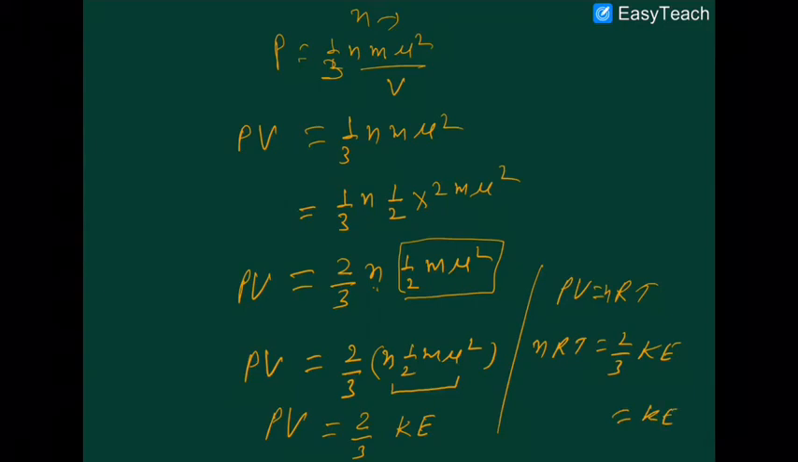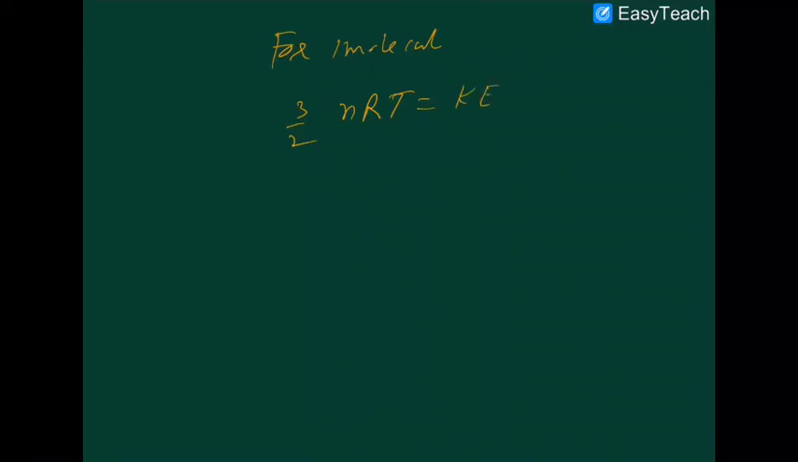So the kinetic energy present in the system will be 3 by 2 nRT. And for one molecule, what will happen? For one molecule, what will the value be? It is 3 by 2 nRT. Kinetic energy becomes the average kinetic energy.